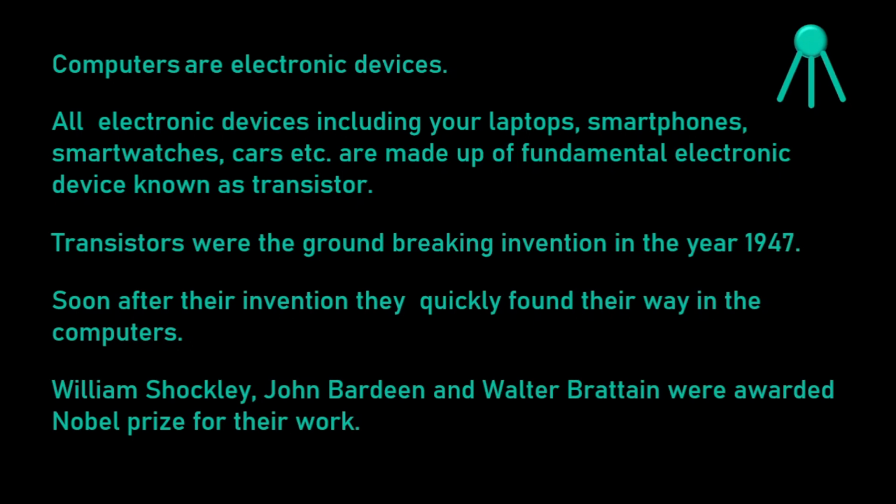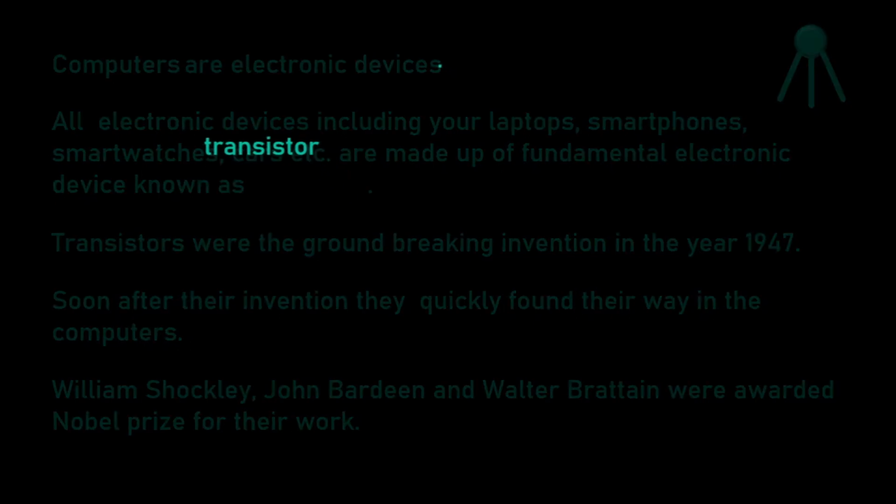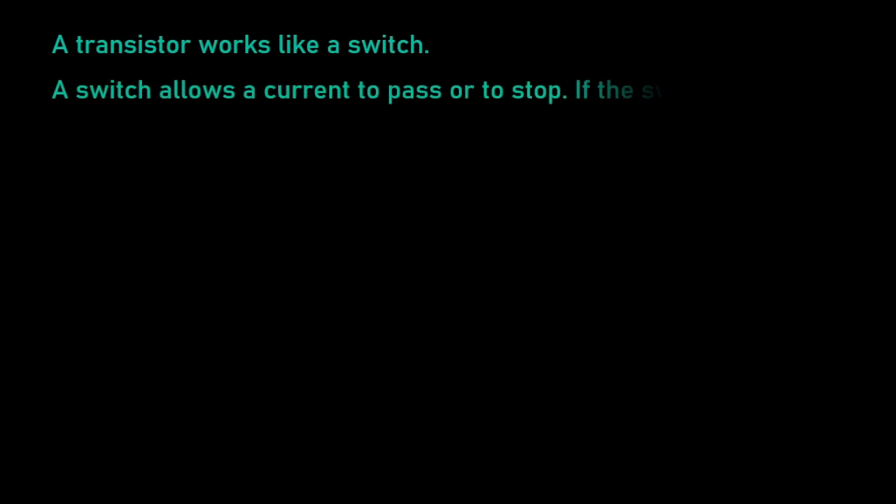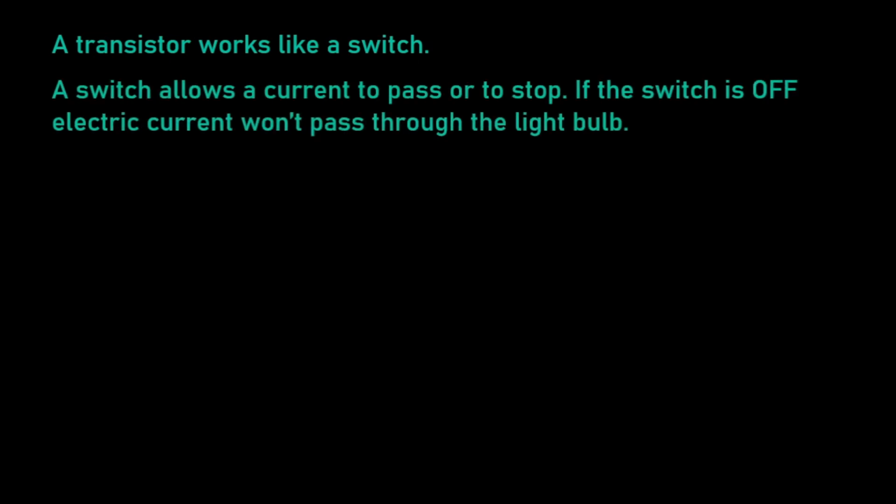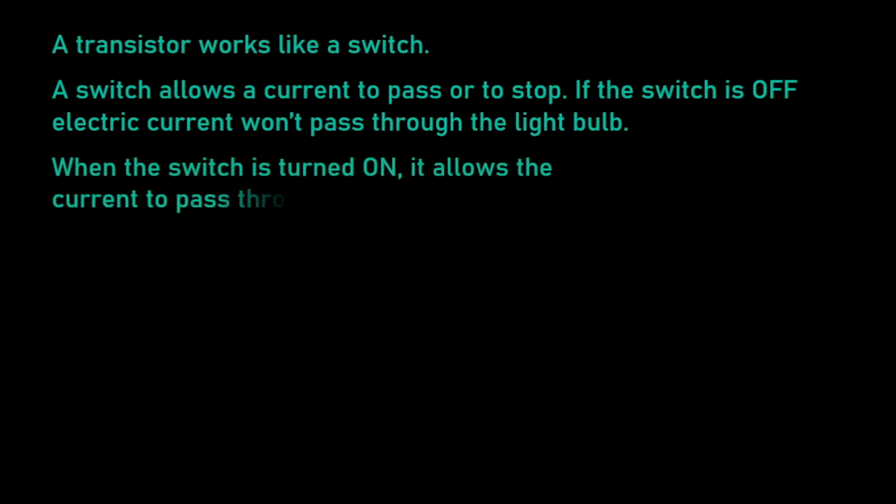Now, let us look at how a transistor works. So, a transistor works just like a switch does. A switch allows a current to pass or to stop. If the switch is turned off, electric current won't pass through the light bulb. However, when the switch is turned on, it allows the current to pass through the light bulb, thus turning it on.